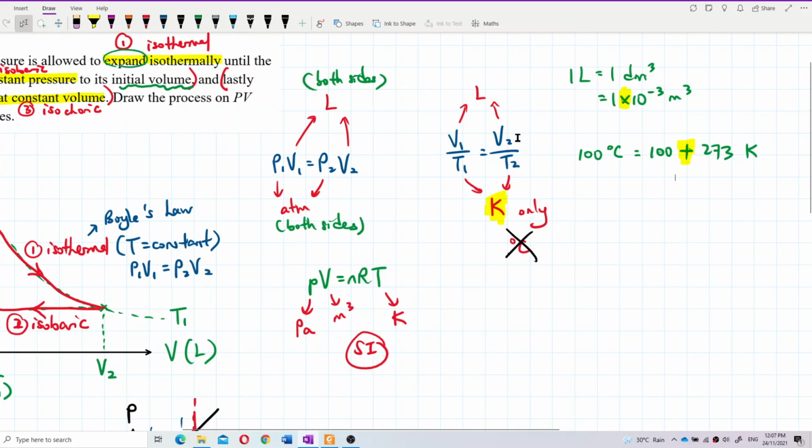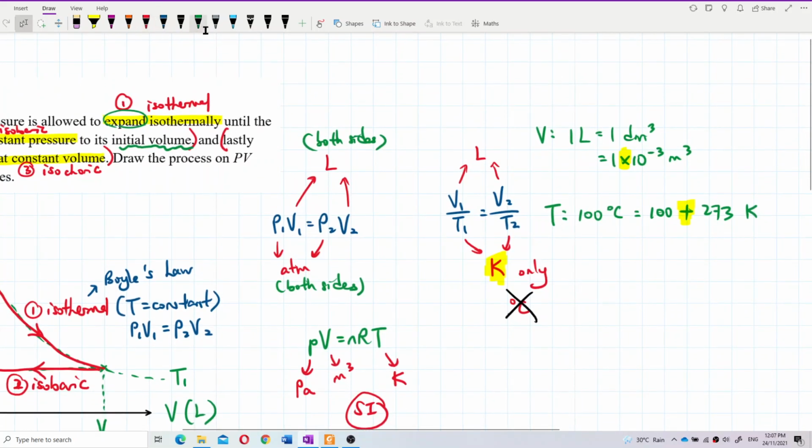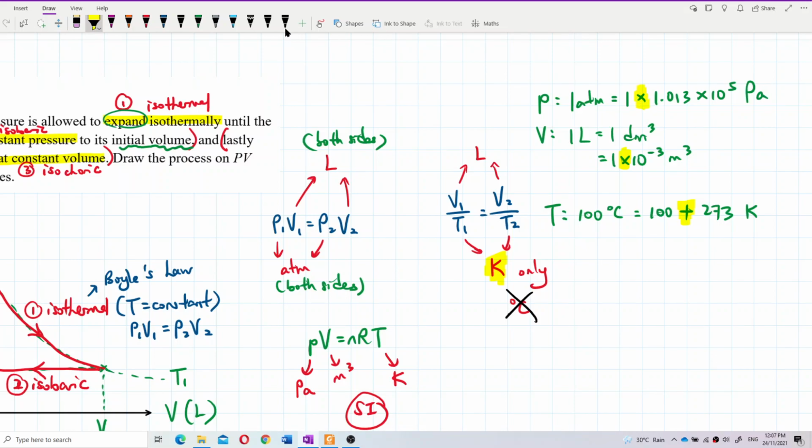But for this one, for volume, this one is about volume. This one is about temperature. For volume or the pressure also, 1 atmospheric pressure is actually 1 multiply 1.013 exponent 5 Pascal. Also about multiply. You see that? So things about multiply, you can cancel left and right. Same as the volume, also you can cancel left and right. So no harm to the equations.